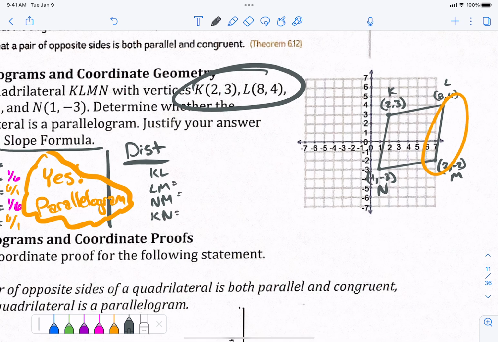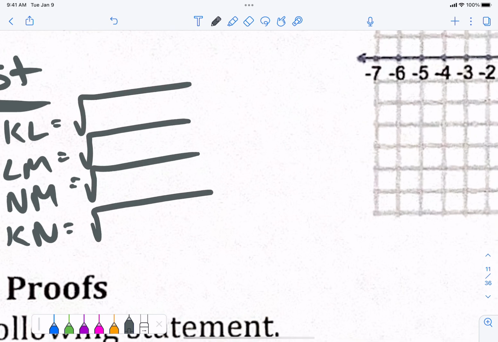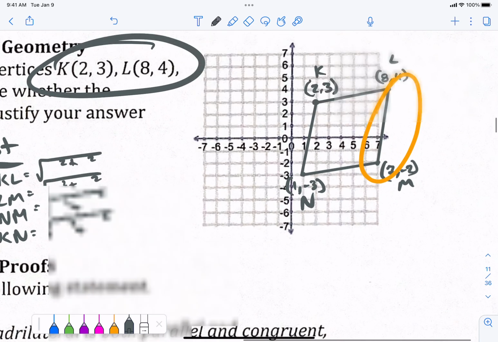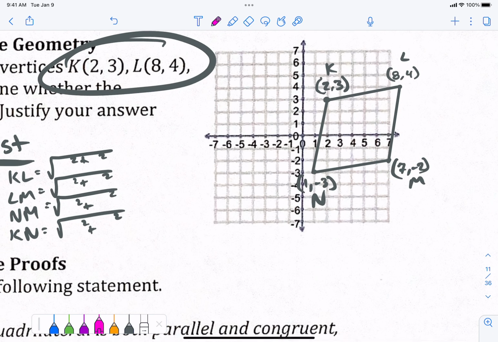Do you know how to do distances? Do you remember how to do that? Distance formula, that's the square rooty thing. Square root, plus, and we got a square on each part. Again, you can do this without actually having the thing graphed. We're gonna find the distances of each side.